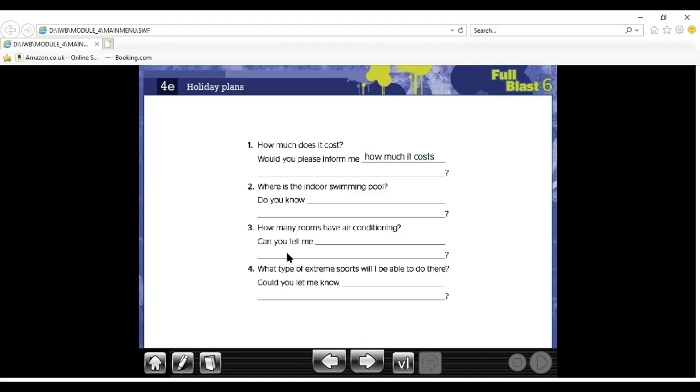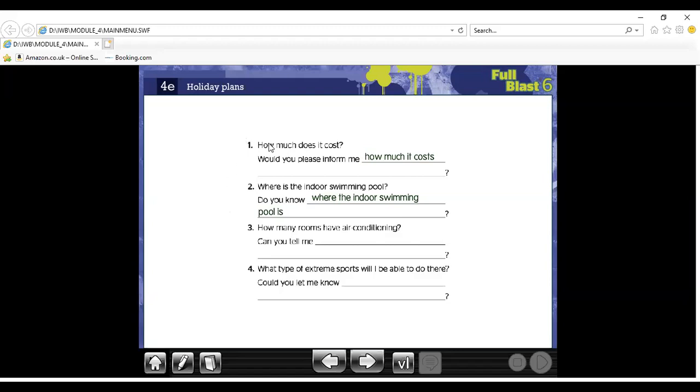Second question. Where is the indoor swimming pool? Do you know? Link it with the word where. Do you know where? Where what? Where the indoor swimming pool, and I put the verb is. Right? Do you know where? So this is a direct question. And do you know where? This is an indirect question.